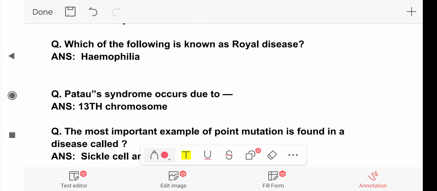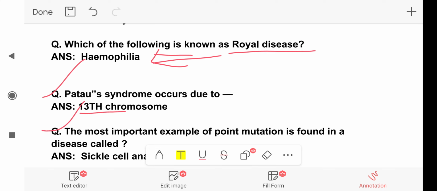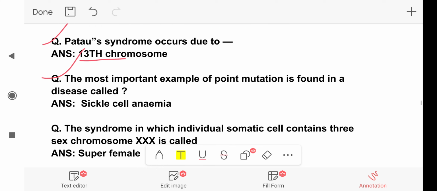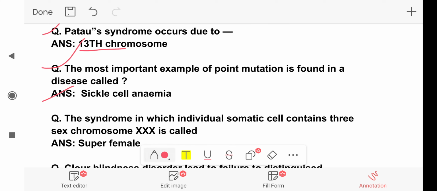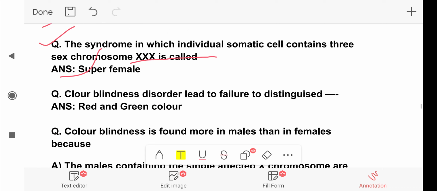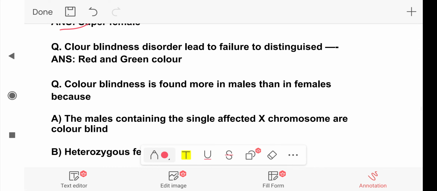Which of the following is known as royal disease? So royal disease is also known as hemophilia. Next, Patau syndrome occurs due to, answer, 38th chromosome. Next, the most important example of point mutation is found in a disease called, answer, sickle cell anemia. Next, the syndrome in which an individual's somatic cell contains 3 sex chromosomes, XXX, is called superfemale. Next, color blindness disorder leads to failure to distinguish which colors, answer, red and green color.